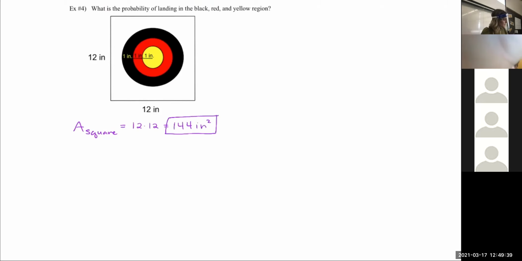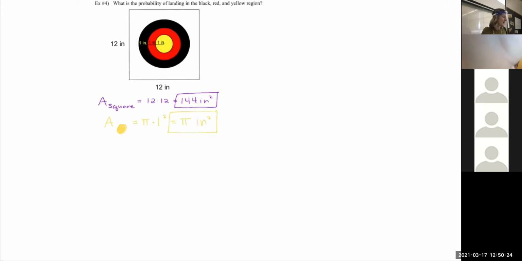Then let's do the yellow circle. Okay, area of the yellow circle. What would that be? What's the formula for the area of a circle? That's circumference. Pi r squared, right, is area. So we're going to go pi times 1, the radius, squared, which is really just pi square inches. Okay, so the yellow circle has an area of pi.